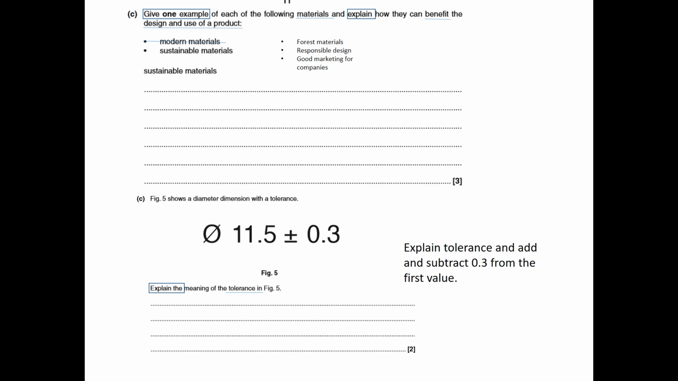So we've got: give one example of each of the following materials and explain how they benefit the design and use of the product. So we're just looking at the sustainable ones. I've looked at some ideas I came up with: forest materials, responsible design, and good marketing for companies. That was the first one. The second one is tolerances. Explain the meaning of the tolerance in figure 5. Explain the tolerance and add and subtract 0.3 from the first value. That's 2 marks. So if you want to pause the video, have a go, and then we'll go through the mark scheme.